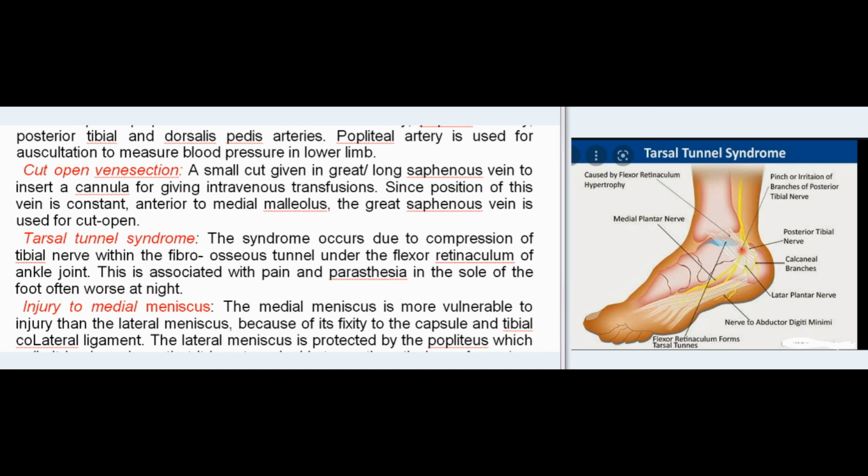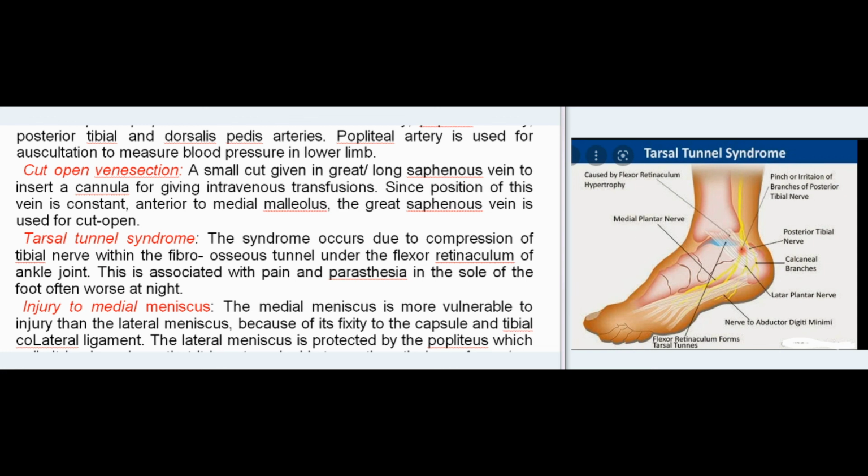Cut open venesection: a small cut given in great/long saphenous vein to insert a cannula for giving intravenous transfusions. Since position of this vein is constant, anterior to medial malleolus, the great saphenous vein is used for cut open.